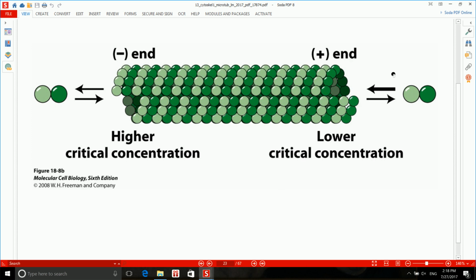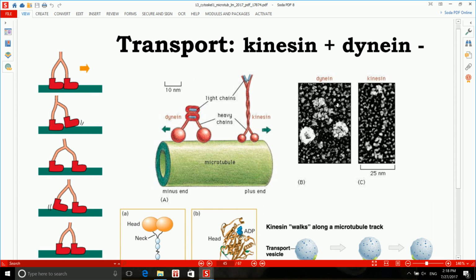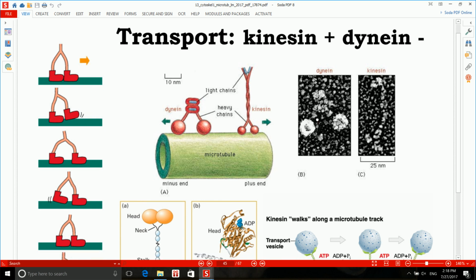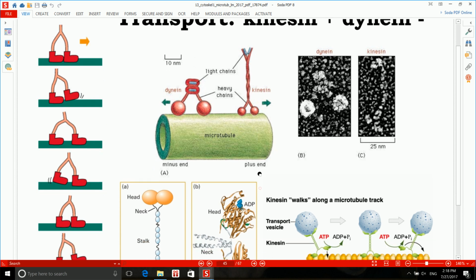So one more thing about this whole treadmilling thing is that polymerization occurs at the end with a lower critical concentration, and depolymerization occurs at the end with a higher critical concentration. What is the critical concentration itself? I really do not think that you need to know it. And now that we know about treadmilling itself and the movement of these microtubules, let's talk about the movement of these motor proteins on microtubules.